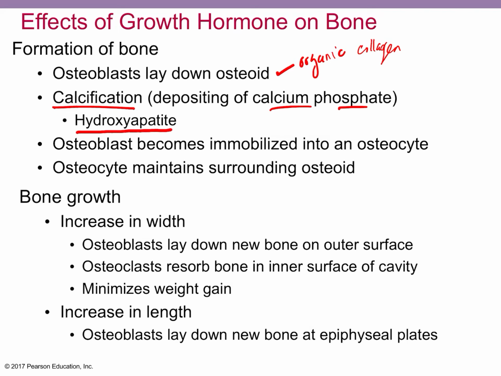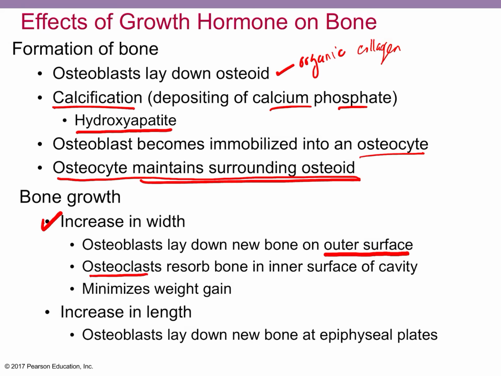When the osteoblasts secrete the osteoid, they become trapped in that matrix. They become trapped in the osteoid that they're secreting. They mature into an osteocyte. The osteocyte will stay in the bone for a long time to maintain the bone and maintain the surrounding osteoid. So when bones grow, bones can grow in width. So what happens there is osteoblasts lay down new bone on the outer surface. So the bone is going to get wider, thicker by the outside. The outside of the bone is going to get thicker and build out.